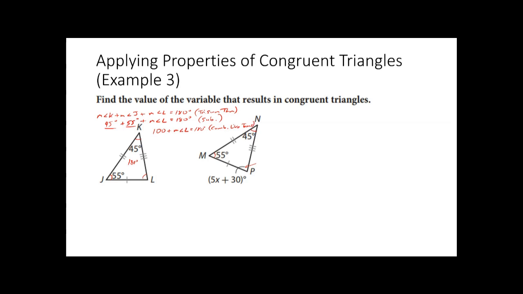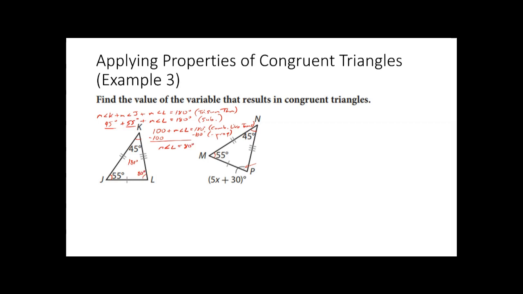Sorry, I ran out of room right there. I don't know why I'm not working at the bottom. All right, subtraction property. Very good. Subtraction property of equality. We got angle L equaling 80. Very nice.